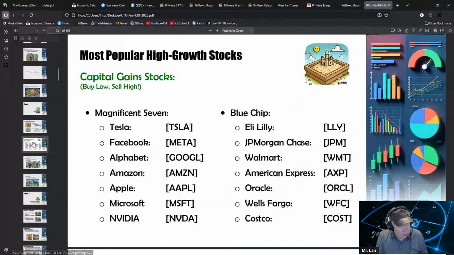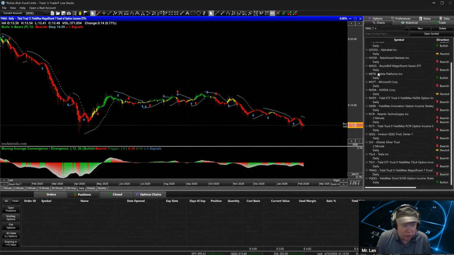Okay, so first of all, we're going to take our most popular high growth stocks, capital gain stocks, and build a couple of portfolios. Let's build the Magnificent 7 portfolio and the blue chip portfolio. So I'm going to go over into Track and Trade, and this is the software I use. You can use a different software if you want.